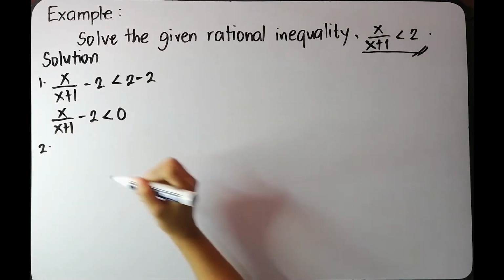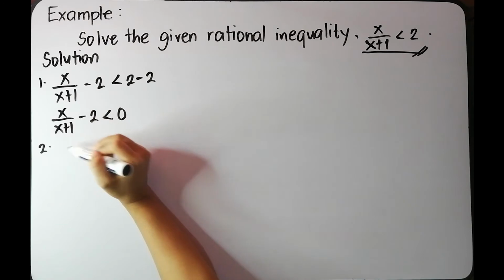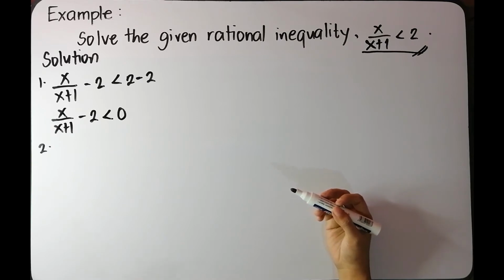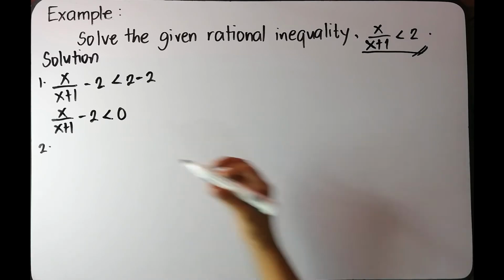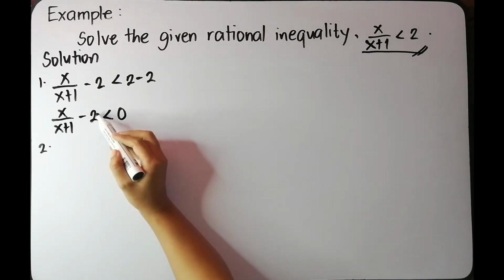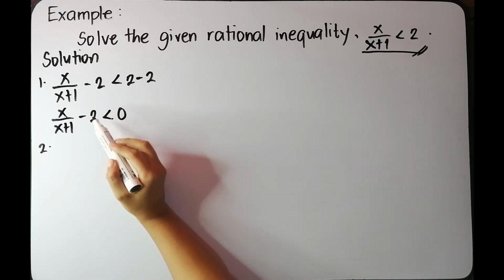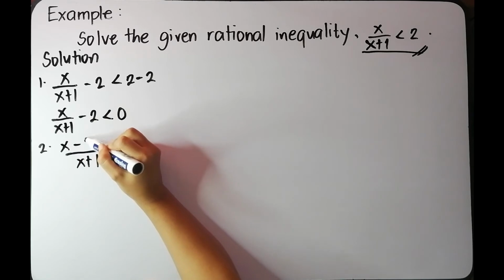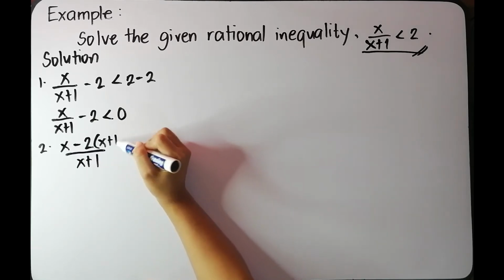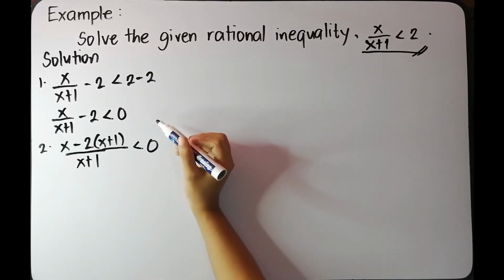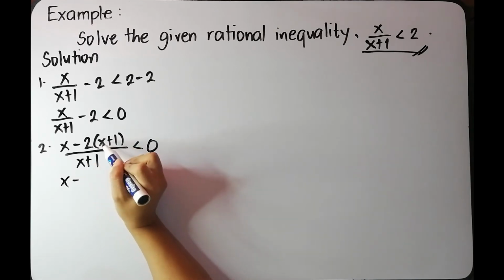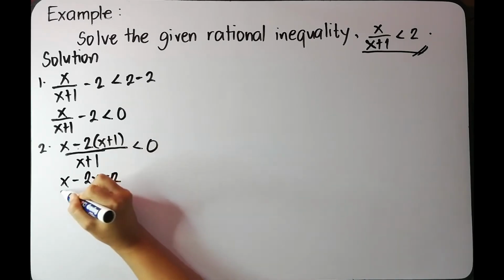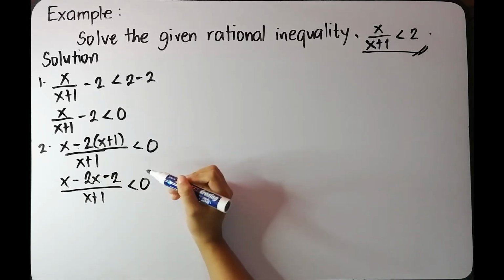Second step. We need to simplify the left-hand side of the rational inequality. How? By getting the LCD and then expanding and simplifying your inequality. So we have LCD, which is x plus 1, because we have just a constant here wherein the denominator is just 1. So we have x, then minus 2 times the LCD x plus 1, less than 0. Simplifying this, we have x minus 2 times x, we have 2x, then negative 2 times 1, positive 1, we have negative 2, all over x plus 1 less than 0.